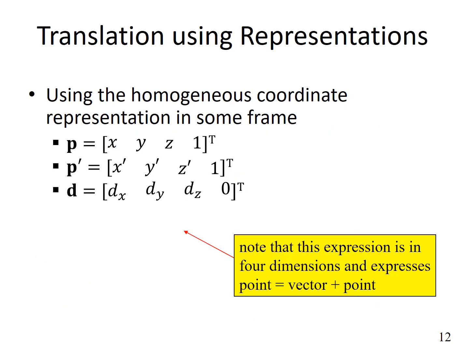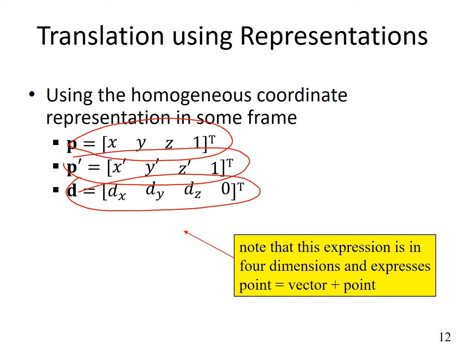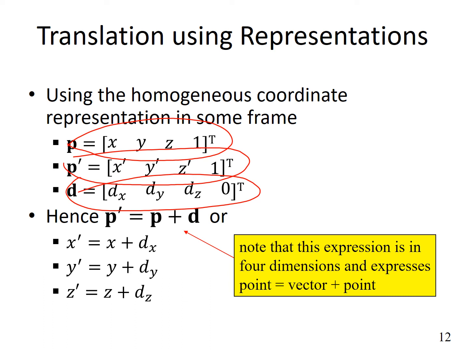Translation using representations. Using the homogeneous coordinate representation in some frame, such as p is equal to x y z 1, p dash is equal to x dash y dash z dash 1, and d is equal to dx dy dz 0. Note that this expression is in 4 dimensions and expresses point equals point plus vector. See, p dash is equal to p plus d, where p and p dash are points and d is a vector. So a vector gets added to a point, we get a point again.